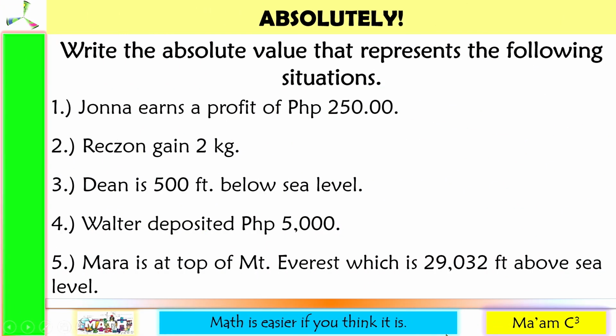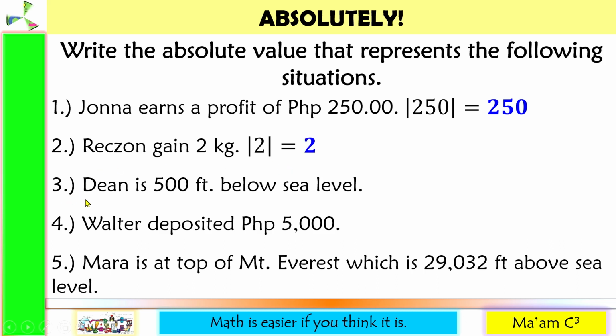Another activity, absolutely. Write the absolute value that represents the following situations. Number 1, Jonah earns a profit of 250 pesos. Earn, that means positive. So the absolute value of 250, and that is equal to 250. Number 2, Rexon gained 2 kilograms. Gain is also positive. So this is the absolute value of 2, and that is also equal to 2.